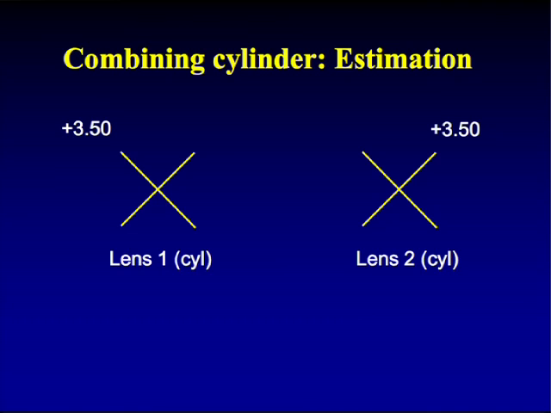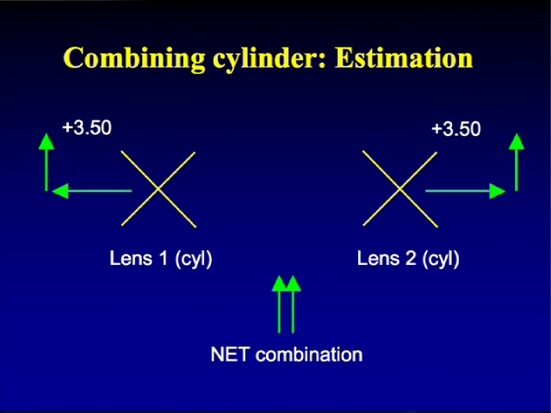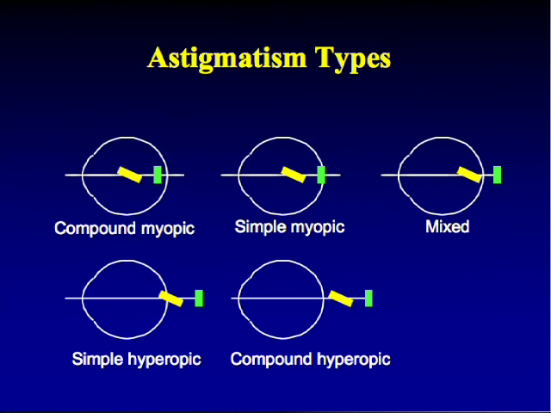To figure it out, we can break it down into the horizontal and the vertical components. So the 3.5 has some horizontal power going to the left and some going up. This one has some horizontal power going to the right and some going up. So if we combine those two together, then you see the horizontals are going to cancel out, but the verticals are going to add up. And that's our net combination then. So the net answer is going to be there's going to be some amount of cylinder at 90 degrees.